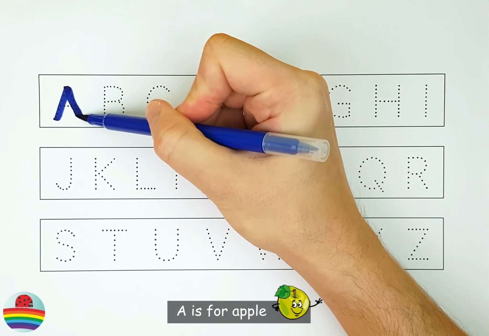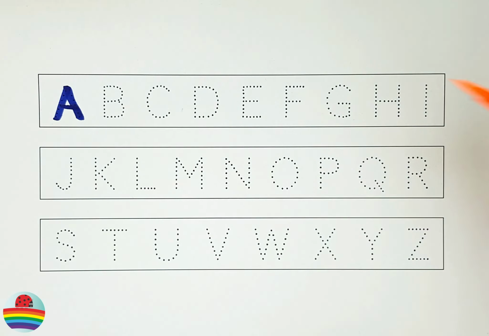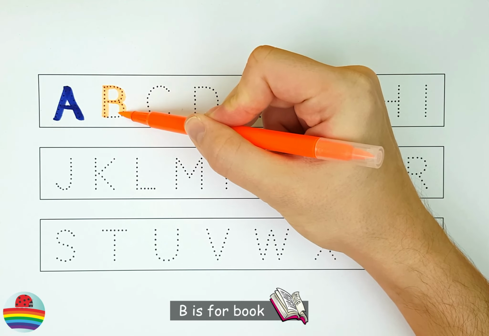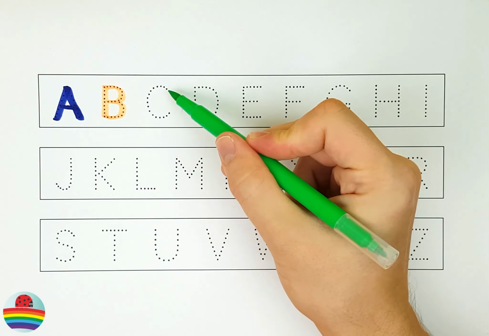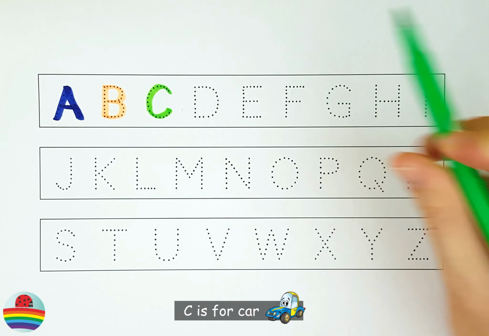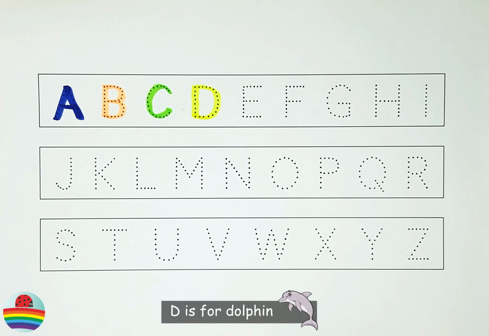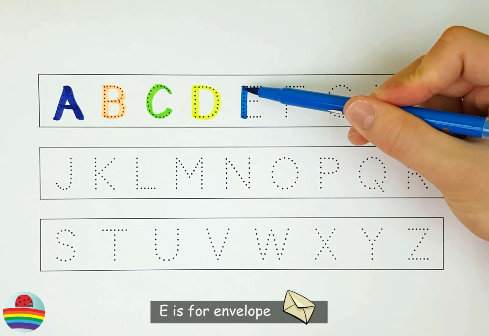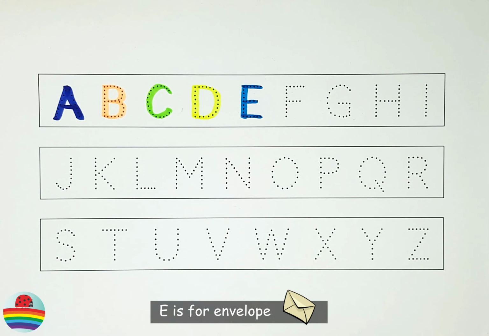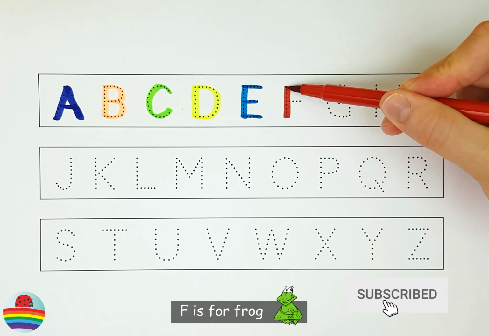A is for apple. A. B is for book. B. C is for car. C. D is for dolphin. D. E is for envelope. E. F is for frog. F.